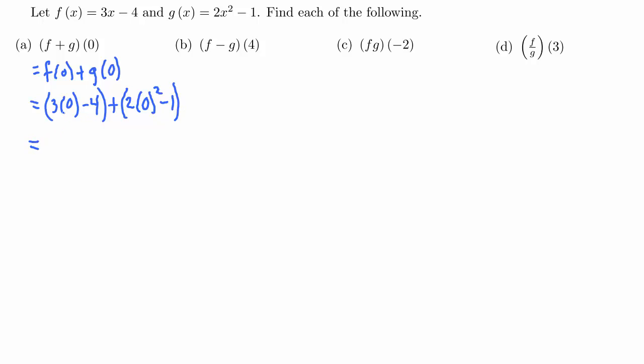Then simplify. 3 times 0 is 0, minus 4 is negative 4. Plus 0 squared is 0, times 2 is 0, minus 1 is negative 1. So negative 4 plus negative 1 is negative 5. So that gives me that f plus g of 0 is equal to negative 5.